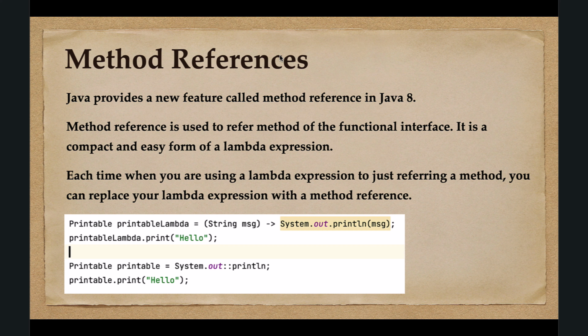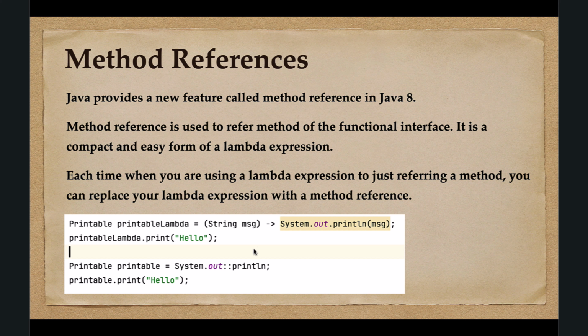Java method references were introduced in Java 8. A method reference is used to refer to a method of a functional interface. It is basically a compact and easy form of lambda expression. Each time you are using a lambda expression just to refer to a method, you can replace your lambda expression with a method reference.